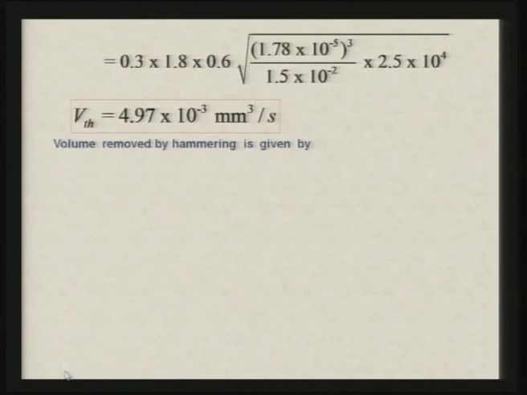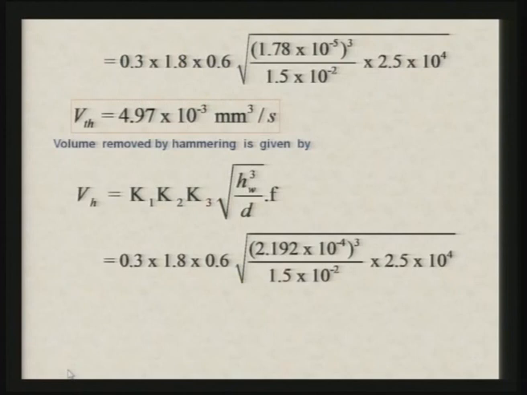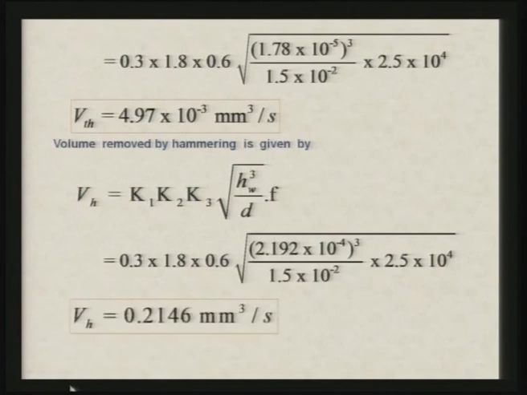Now, the volume removed by the hammering model can also be found in the same way. This is the equation which we have already derived. Substitute the values of various parameters and constants, then we get the volume of material removed by the hammering model is equal to 0.2146 cubic millimeter per second, which is much higher than the volume of material removed by the throwing model.